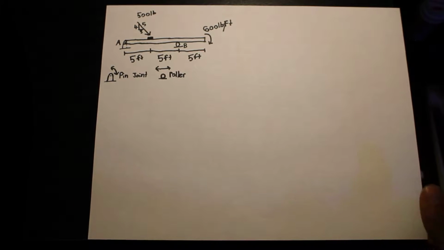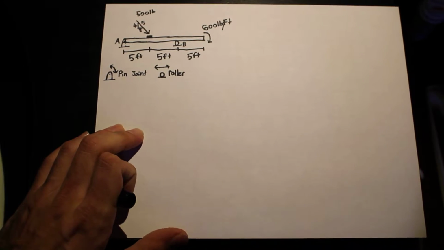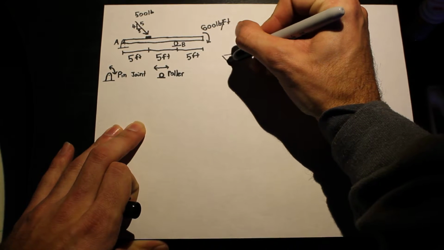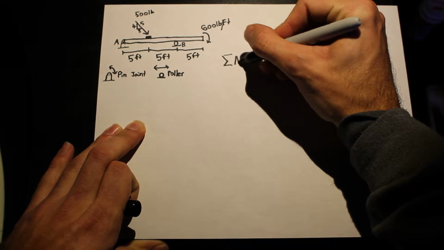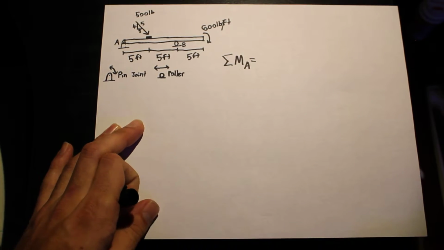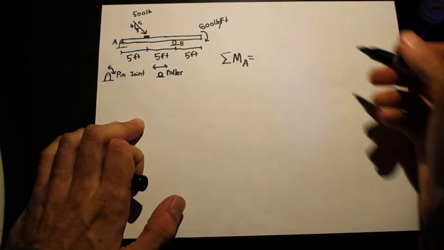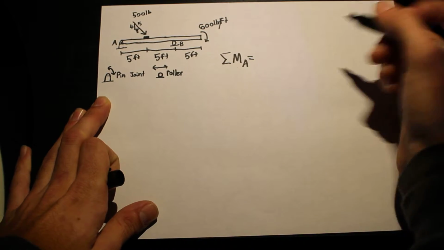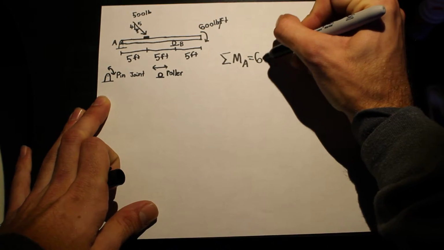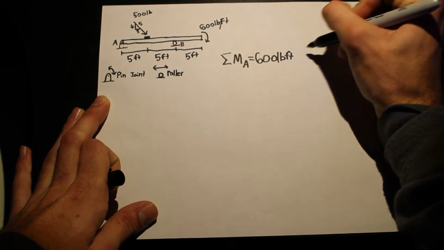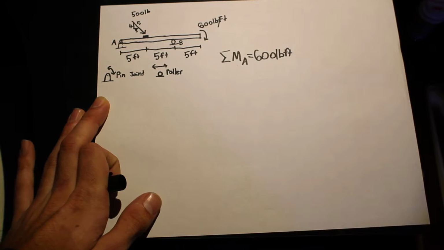And here's the example problem. So first thing we're going to want to do is find the moment about point A. So first thing we know, we have a 600 pound-foot moment right here because it tells us in the problem. So we're going to add that in right here. And then we're going to add the rest of our forces.